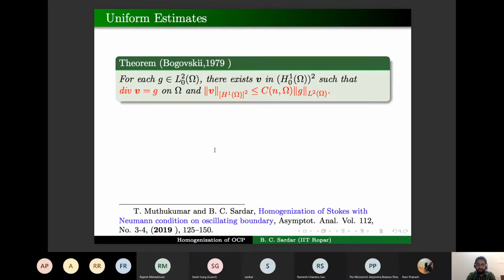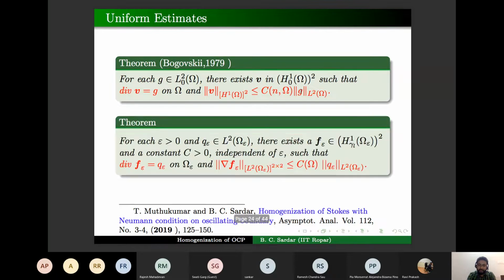It's called the Bogovskii operator type of estimate. The classical Bogovskii operator says that if you have any function g in L2 with average 0 on omega, then we can find a function V in H0 1 on omega which solves the divergence problem, the divergence of V equal to g on omega. We also have the estimate that the V in H1 norm is bounded by a constant, which depends on the domain and the dimension, times the g in L2 norm.